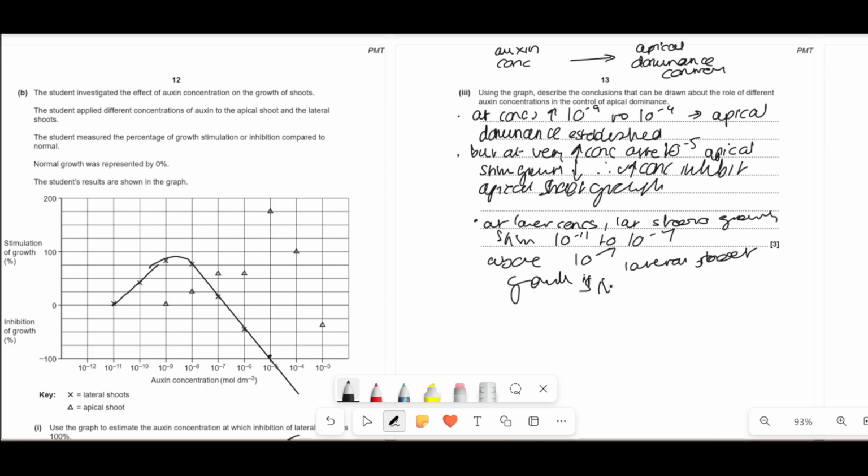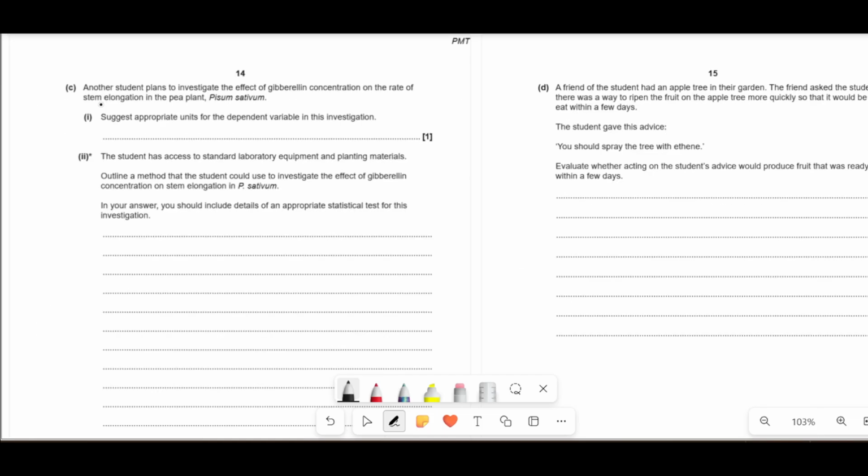lateral shoot growth is inhibited. So now it says another student plans to investigate the effect of gibberellin concentration on the rate of stem elongation in the pea plant. Suggest appropriate units for the dependent variable in this investigation. So we're looking at the rate of stem elongation, how long it's becoming, and it's a rate. So we're measuring it with respect to time. So you could do something like, I don't know, millimeters per hour.